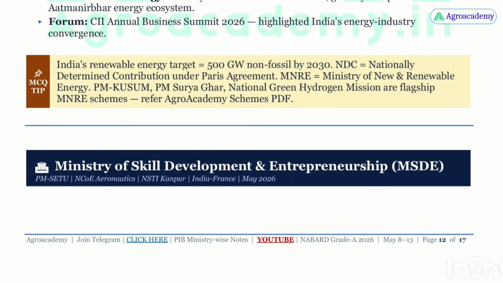Under this, you need to remember certain things like the PM Kusum scheme, PM Surya Ghar Yojana, National Green Hydrogen Mission. These are the flagship MNRE schemes. So you have to remember those schemes and just study a bit about these schemes.